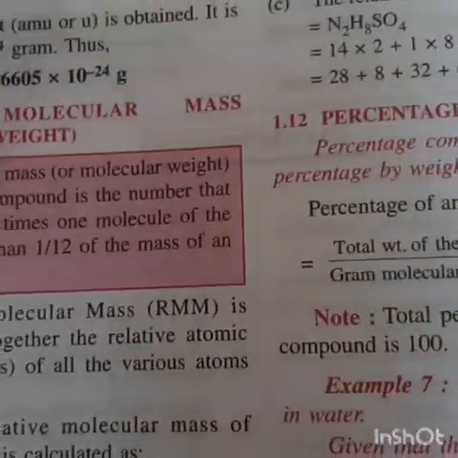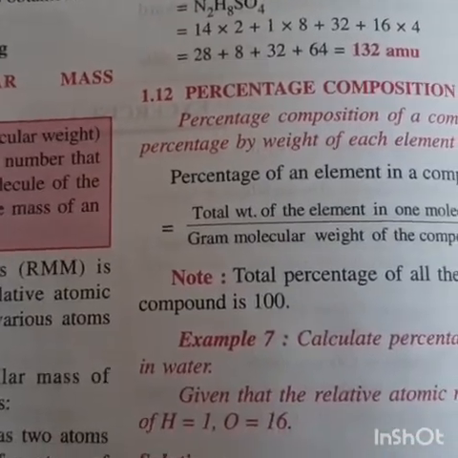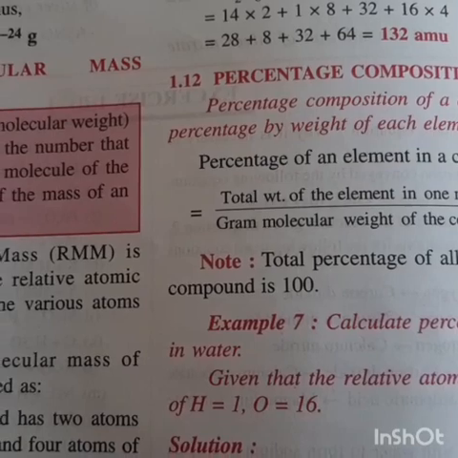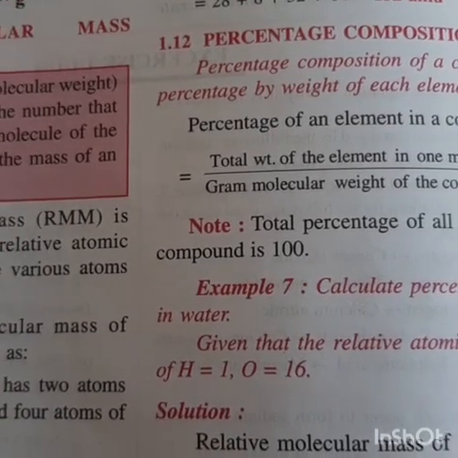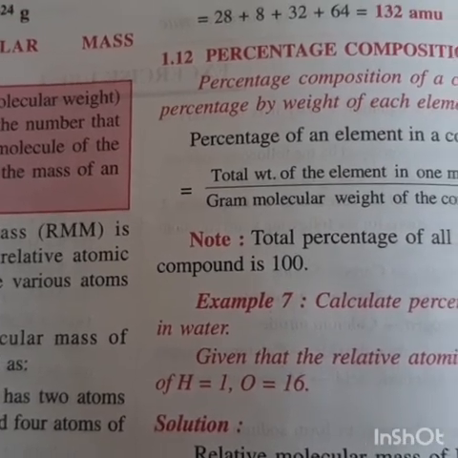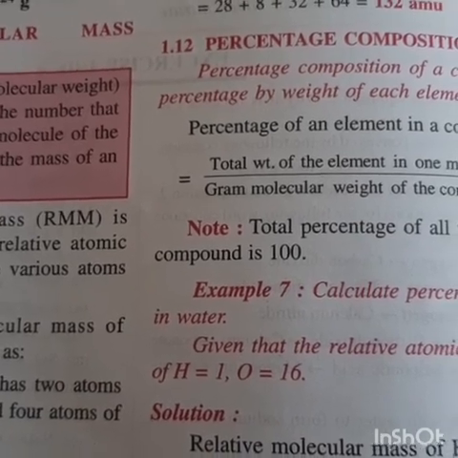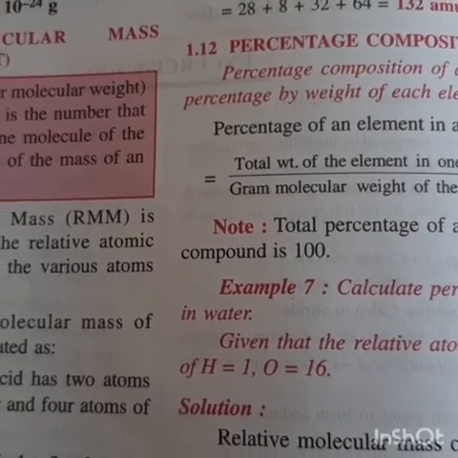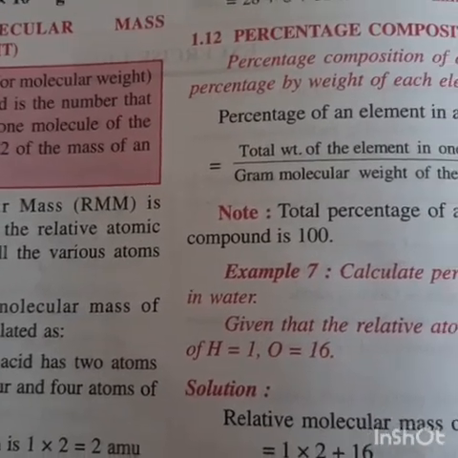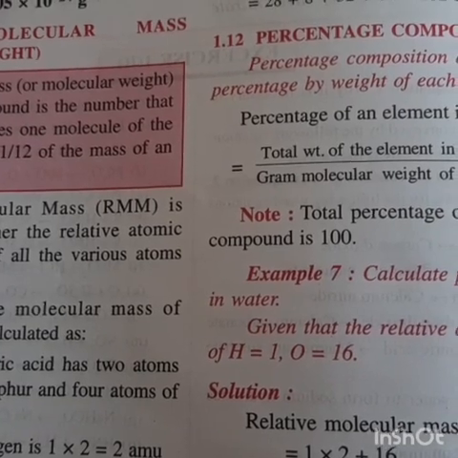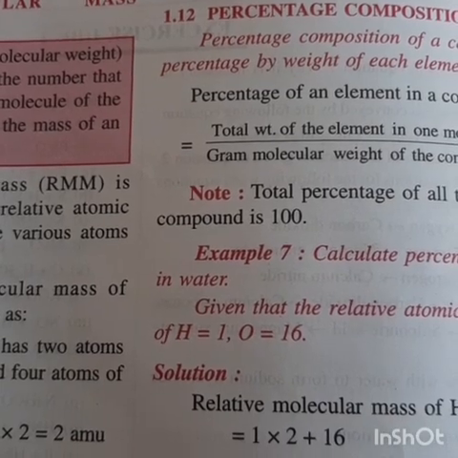Now the next very important topic, which is at the end of this topic, is percentage composition. If somebody gives me a compound consisting of 2 or 3 different types of atoms, and I want to find the percentage of an element, then the percentage of the element in a compound is the total weight of that atom in that molecule divided by the gram molecular weight of the compound, into 100. Whatever answer I get is the percentage.